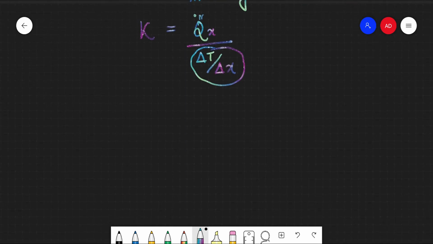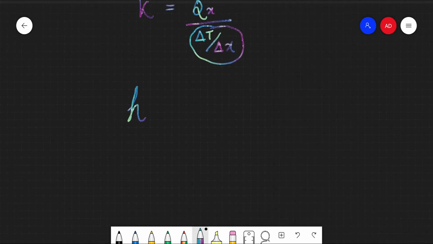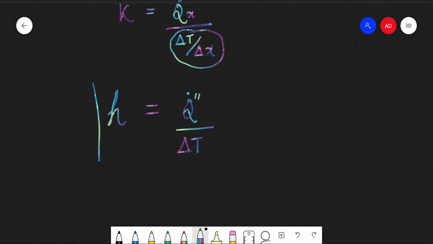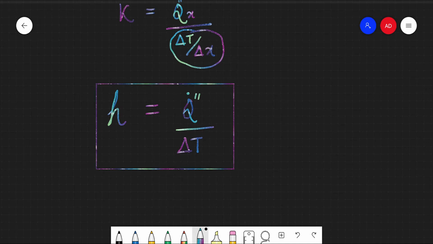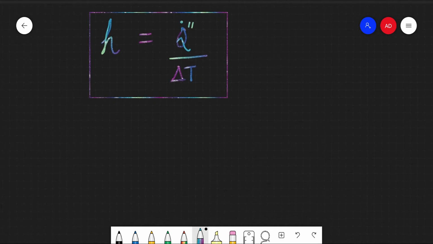So that being done, I would like to introduce you to another concept, which is known as the heat transfer coefficient, right? The heat transfer coefficient is defined as H, right? And it is defined simply as the ratio of the heat flux that is transferred to the temperature difference between the source and the sink, right? So before we go further, let's just set this as an aside. We'll come back to the heat transfer coefficient a little bit later on.